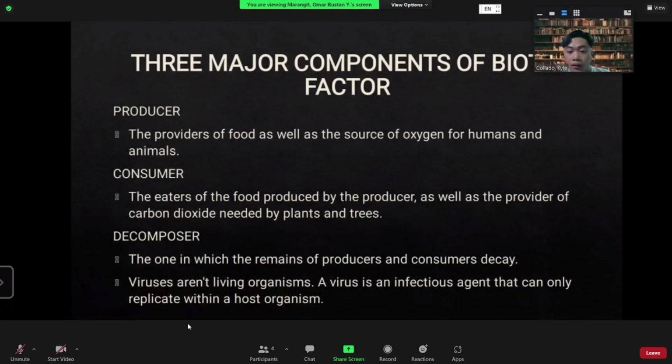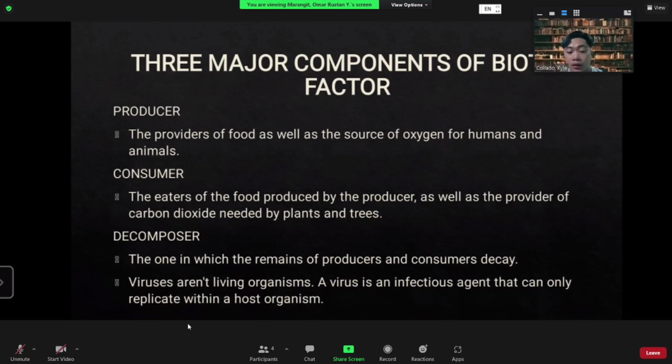Consumer, the eater of the food produced by the producer, as well as the provider of carbon dioxide needed by plants and trees. Consumers, unlike producers, cannot make their own food. To get energy, they eat plants or other animals. There are also two types of consumer, which are herbivore, which only eats plants, and carnivore, which only eats meat. Third, decomposer, the one by which the remains of producers and consumers decay.